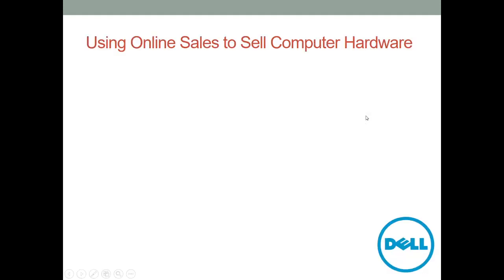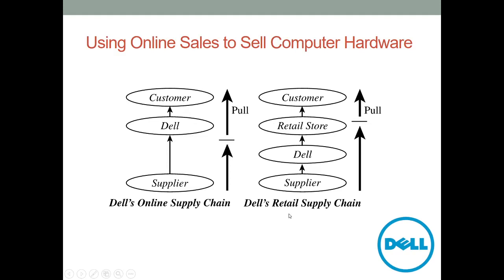Next, these are examples of companies that use online sales. Dell has both types of distribution network. For the online, from supplier to the reseller and then to the customer, and with the brick and mortar, from supplier to Dell and retail store and to the customer.